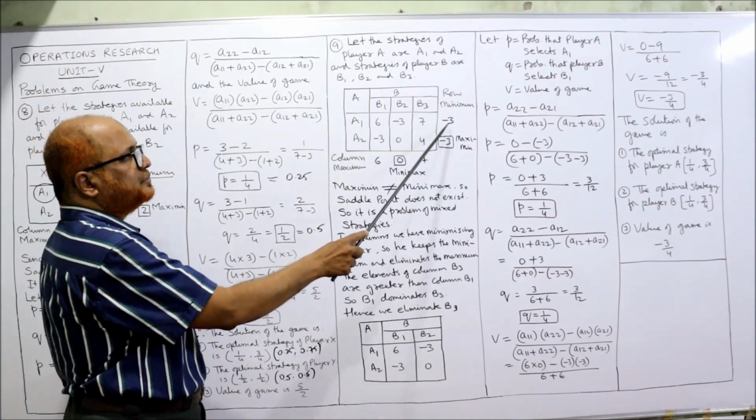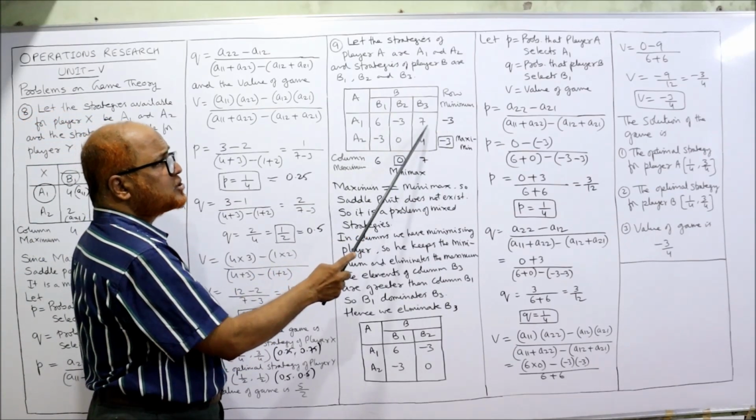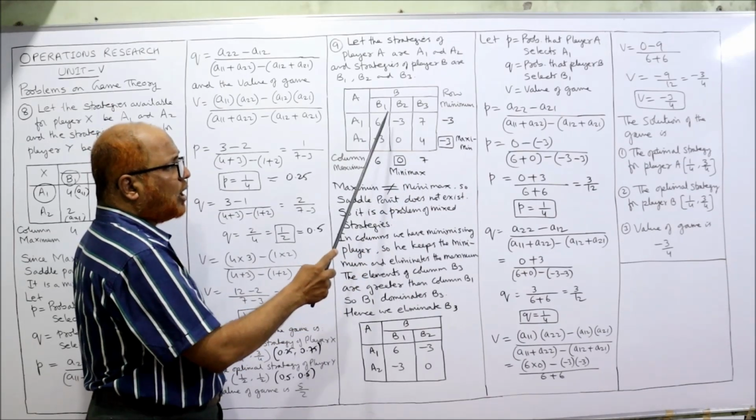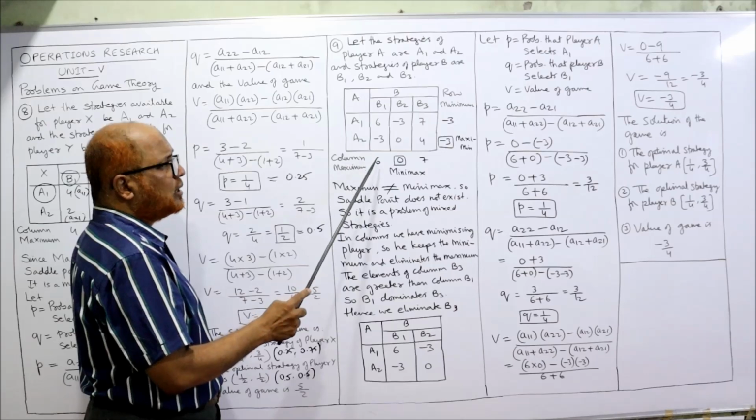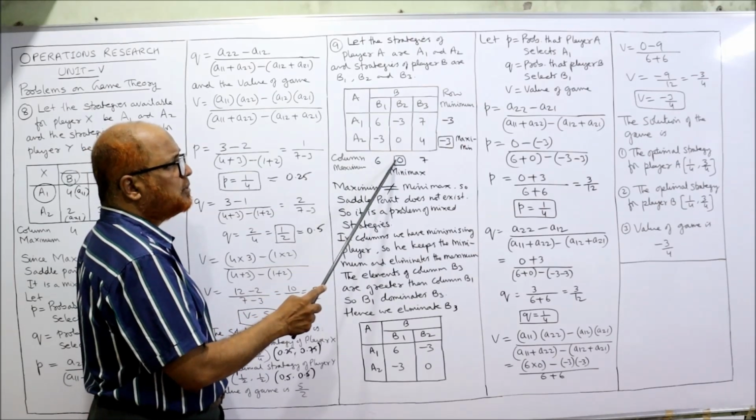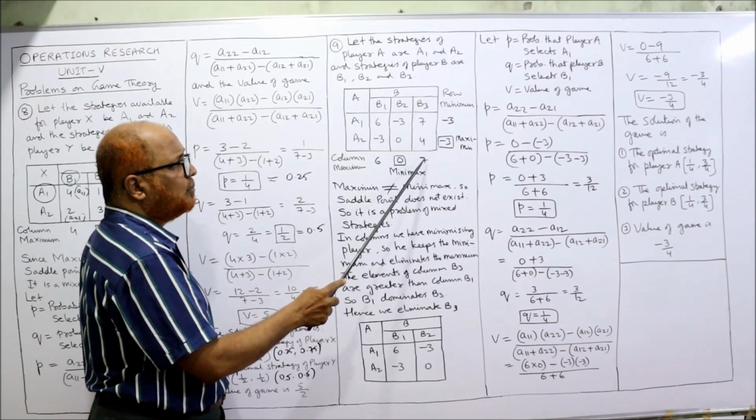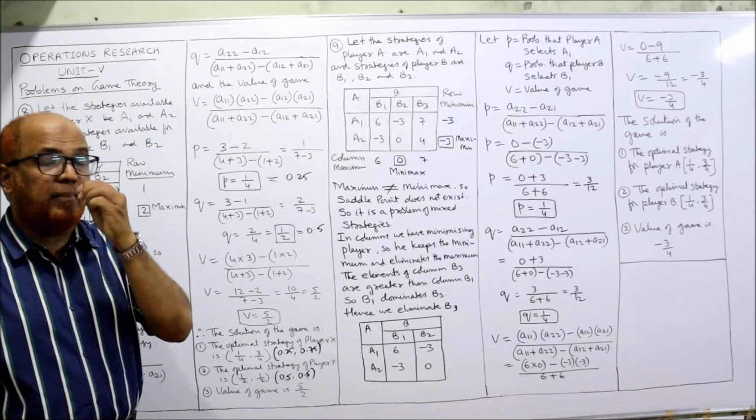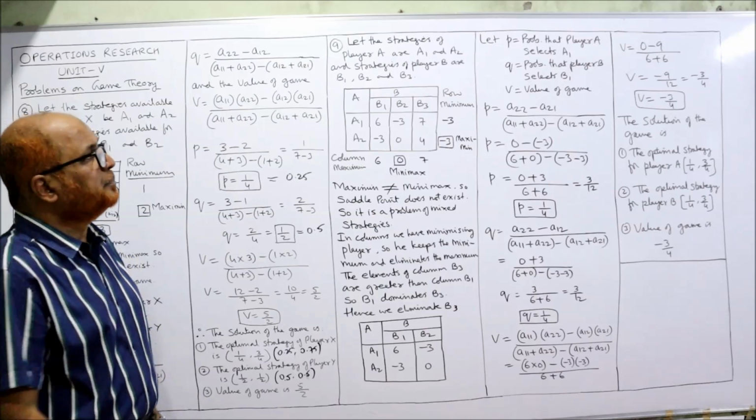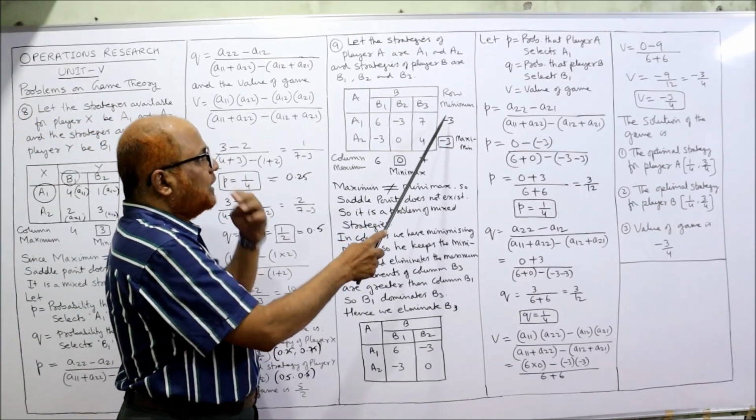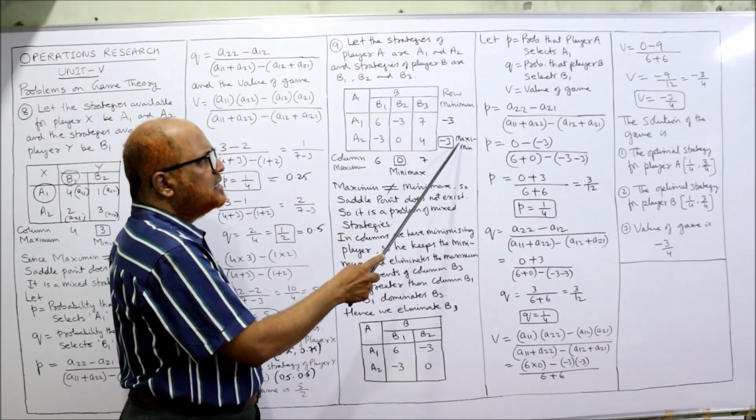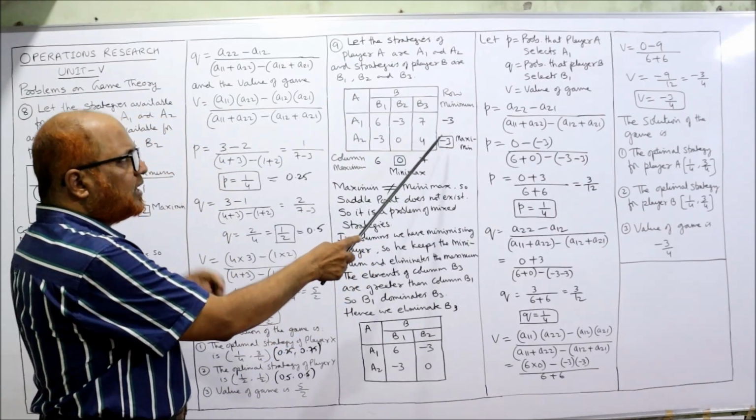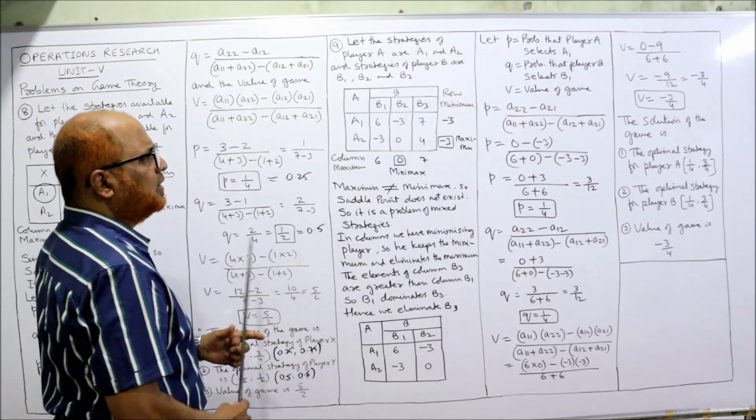Now, row minimum. What is the minimum in the first row? -3. Second row minimum, -3. Column maximum: the first column maximum 6, second column maximum 0, third column maximum 7. Now we need the maximin, the maximum among the minimum values. These are the minimum values, -3 and -3, so anyone we can take. So we have taken the maximum.